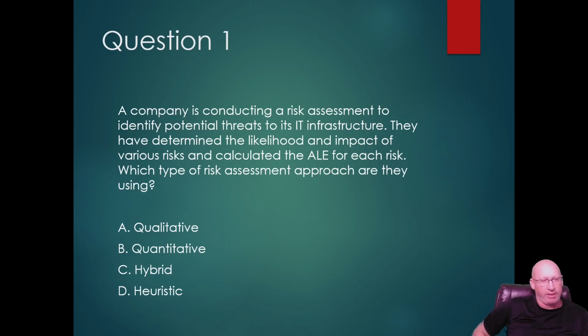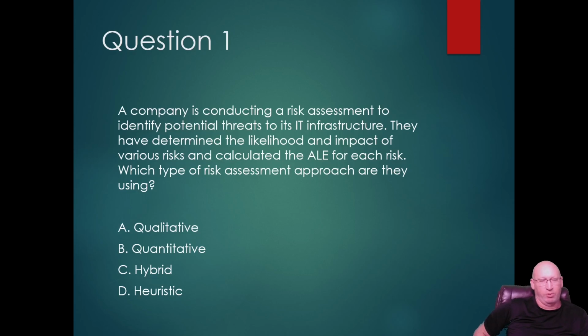Let's answer this one. A company is conducting a risk assessment to identify potential threats to its IT infrastructure. They have determined the likelihood and impact of various risks and calculated the annual loss expectancy for each risk. Which type of risk assessment approach are they using? Well, we know that ALE is calculated through single loss expectancy multiplied by annual rate of occurrence to assign a dollar risk. That's where ALE comes from. And to do that, we've got either qualitative, quantitative, hybrid, or heuristic.